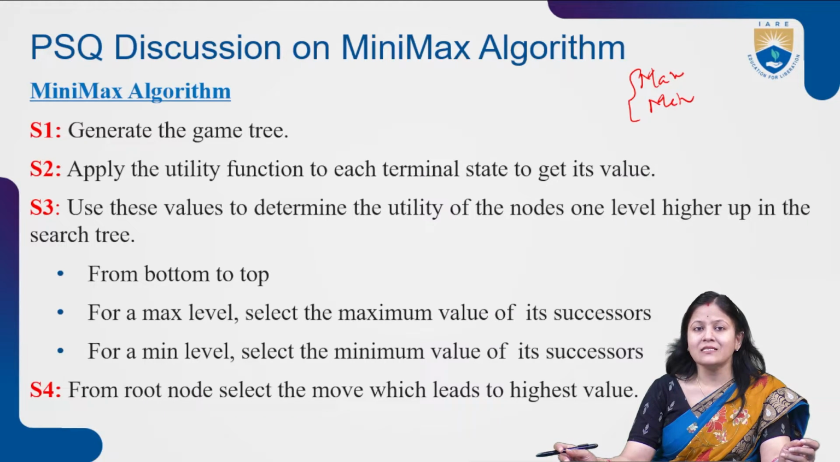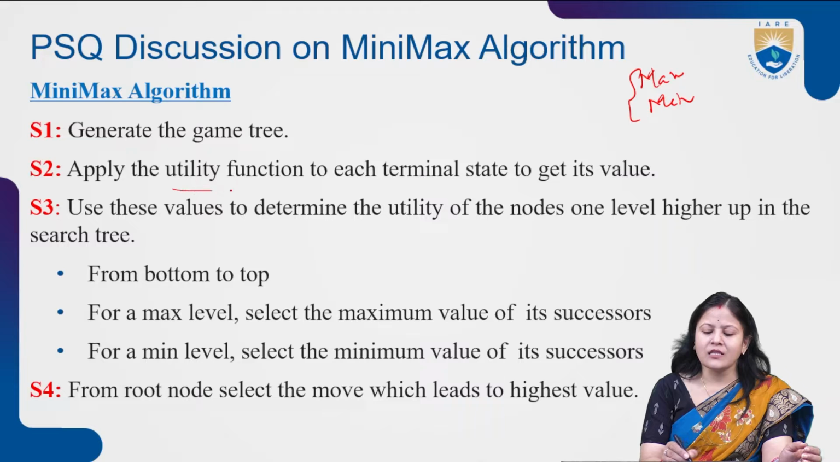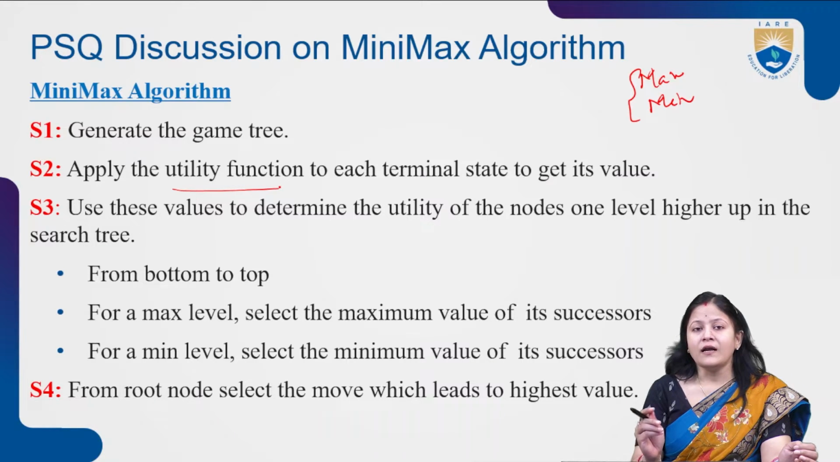Step 1 says generate the game tree first, the state space. Step 2 says apply the utility function to each terminal state to get its value. The utility function is nothing but the heuristic value, and that heuristic value should be given to the leaf node or terminal node only. Then in step 3, use these values to determine the utility of the nodes one level higher up in the search tree.